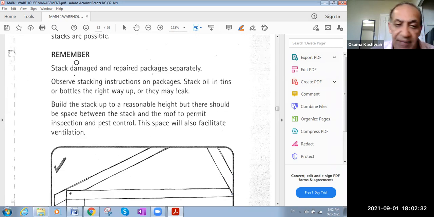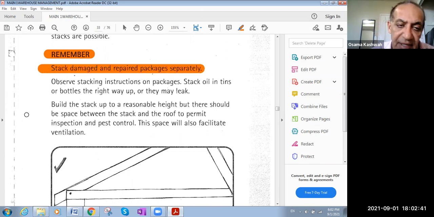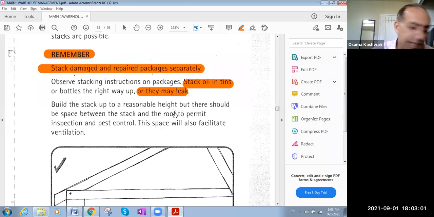Just remember, stack damaged and repaired packages separately. Any damages in the packages should be repaired separately, like we said before. We talked about this point. Observe stacking instructions on the packages. Stack oil in tins or bottles carefully, or they may leak. Take care of what is leaking, what is dripping and what is splitting. So cure all these problems.